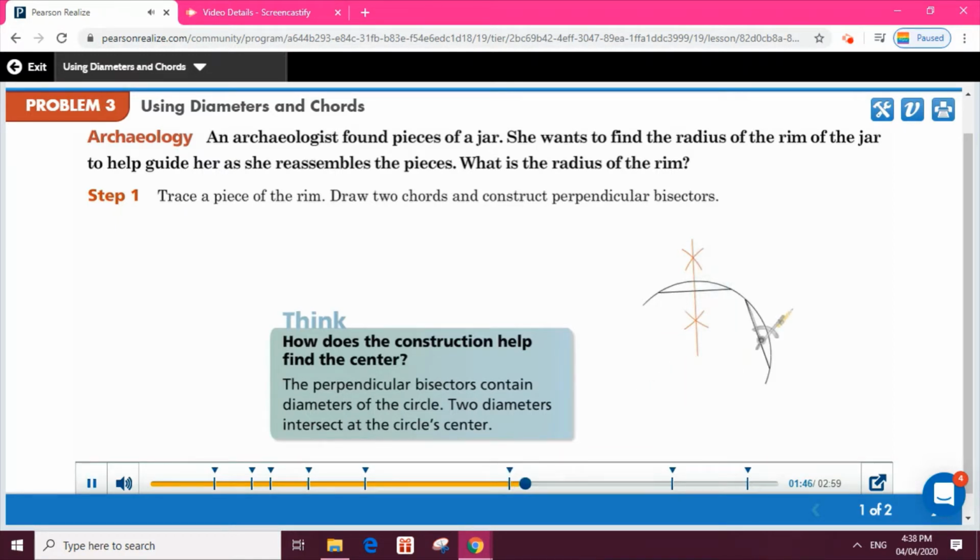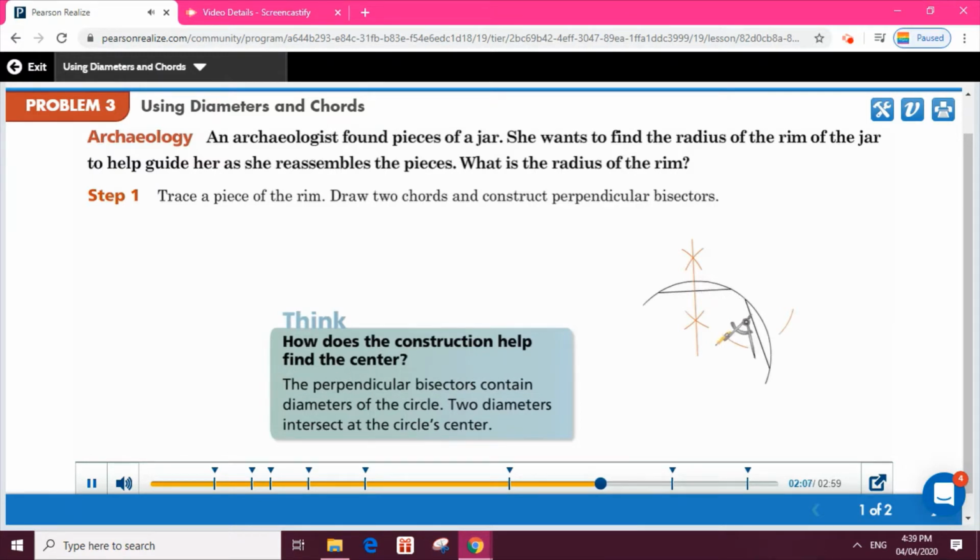Next, construct the second perpendicular bisector in the same way as the first. Start by putting the compass point on one endpoint of the second chord. Then draw a small arc to the right and to the left of the segment. Make sure the opening of the compass is greater than 1/2 the length of the chord.